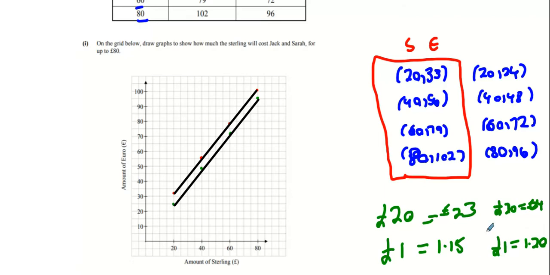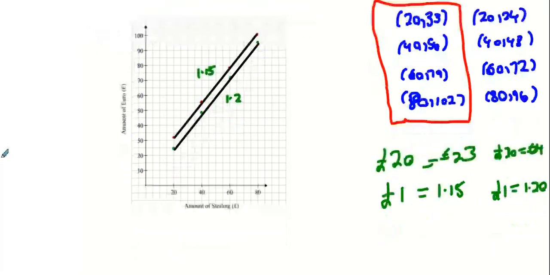So one sterling is €1.15, and one sterling is €1.20. So the slopes look parallel, but they're not. They're just very close in value. One has a slope of 1.15 and the other one has a slope of 1.2. So they're very close, but they're not the same.